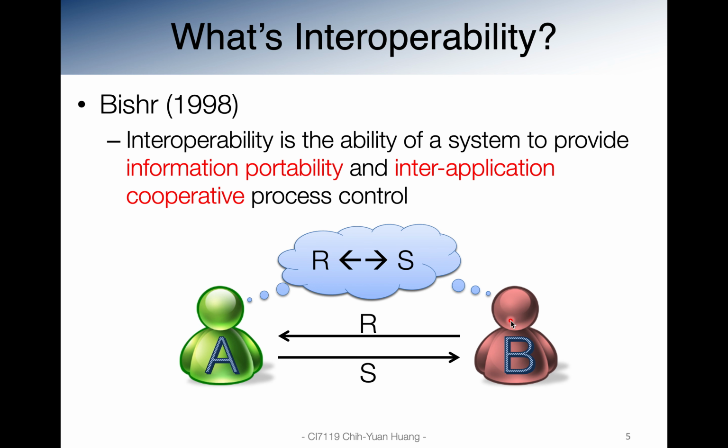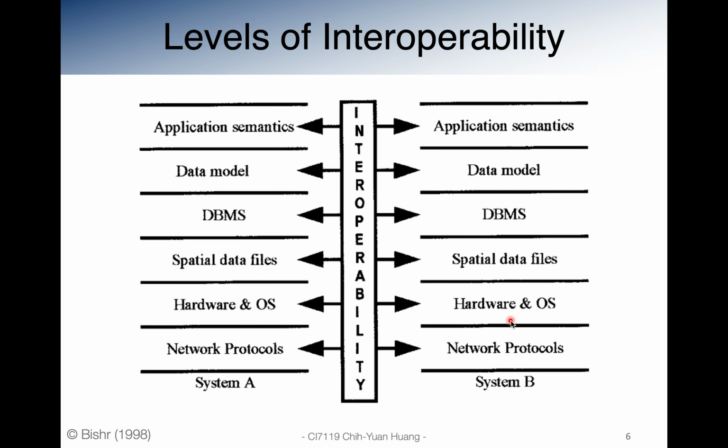Okay, so basically that's the interoperability. Let me repeat it again because it's very important. Interoperability basically means the ability for two independent systems to transmit information. So that is the interoperability. In Bisher's paper, he defined different levels of interoperability in terms of GIS, or in terms of the information system.